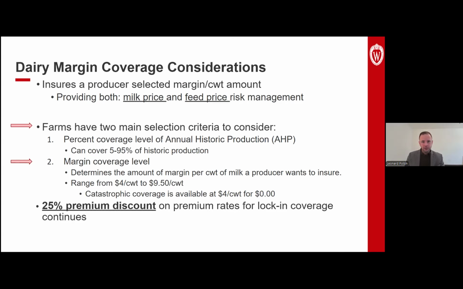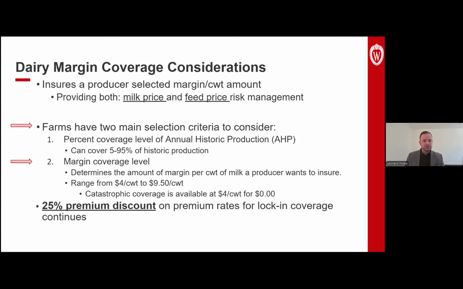But when you go to sign up, you have two things to select. The first is the percent coverage of annual historic production, and that ranges anywhere from 5 to 95%. When we take a look at previous enrollment numbers, it's pretty heavily dominated by selecting that 95% coverage level. If anybody's looking at where historic enrollments have been to help guide their decision making, that's predominantly where it's at, especially for that first 6 million pounds of production.